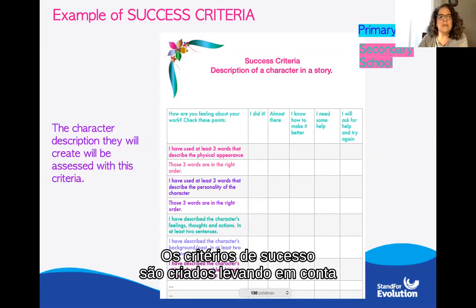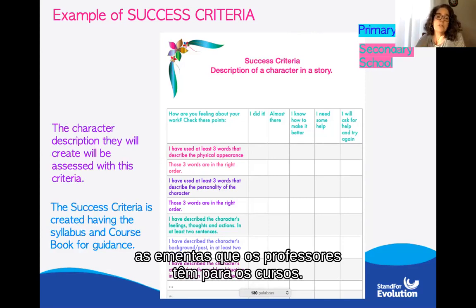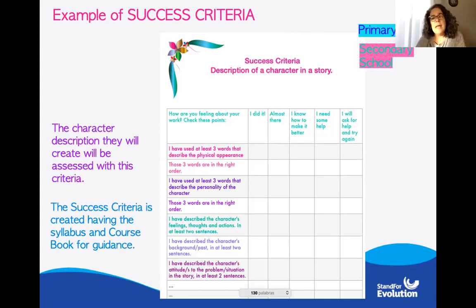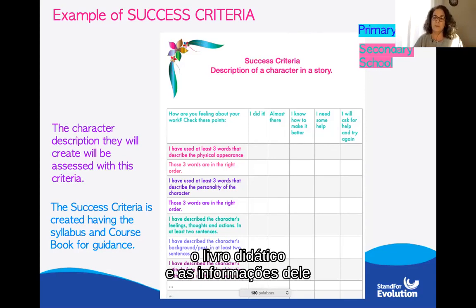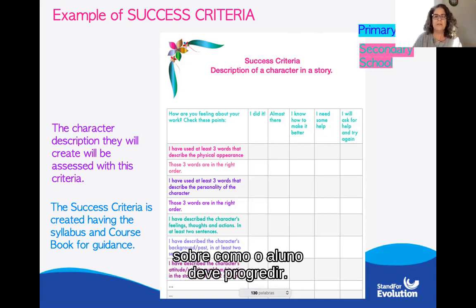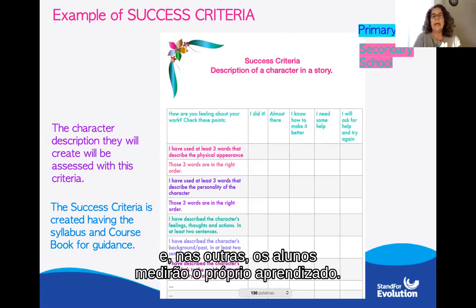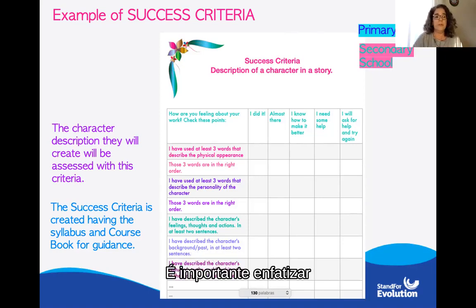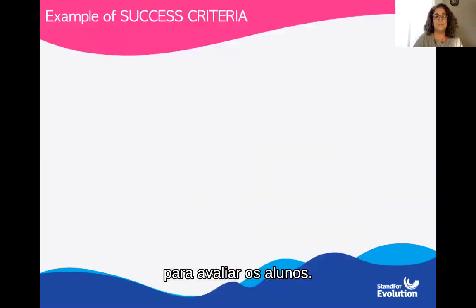These success criteria are created taking into consideration the syllabi that the teachers have for their courses, and also they take into consideration the course book, right? What comes from the course book as information of the progress that should be carried on. Therefore, in the success criteria, you will have some objectives in the first column, and in the other columns, the learners will decide how well they are doing. It's important to know that teachers will be using the same criteria when assessing the learner's work.